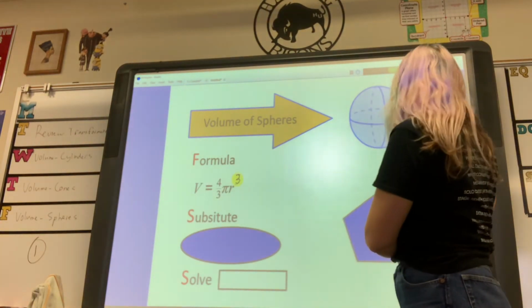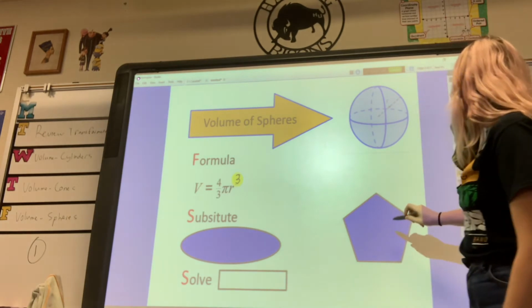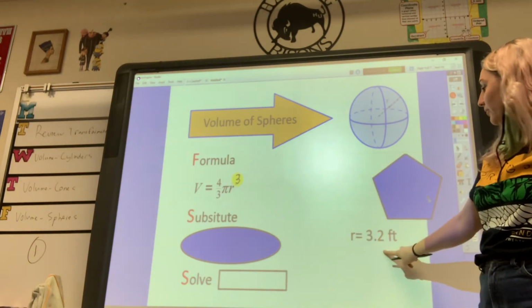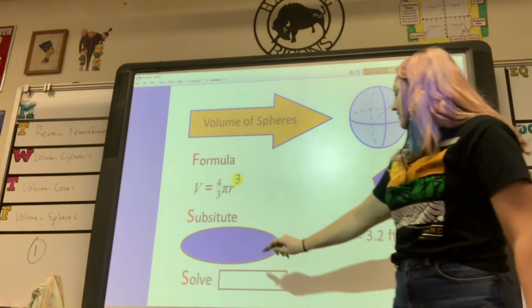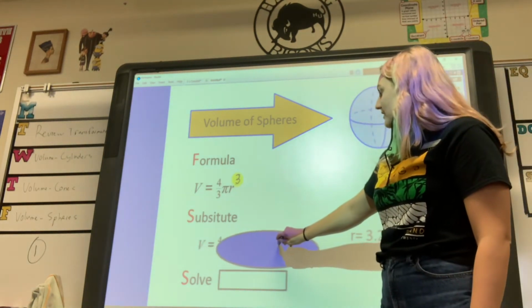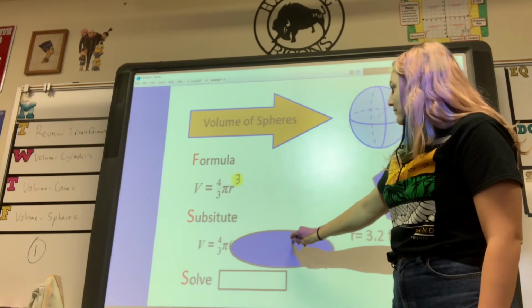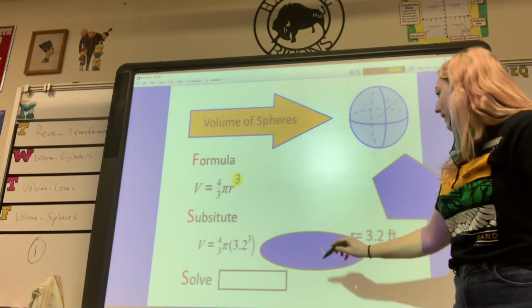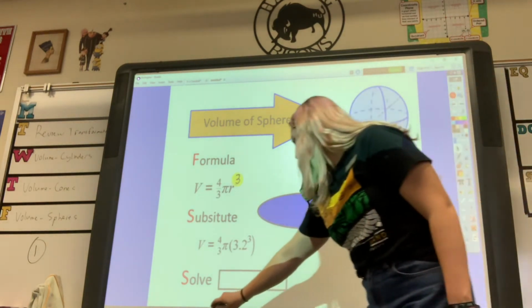So our substitution with this given information, a radius of 3.2, if we substitute this, we would say 4/3 times pi times 3.2 to the 3rd power. So in your calculator.